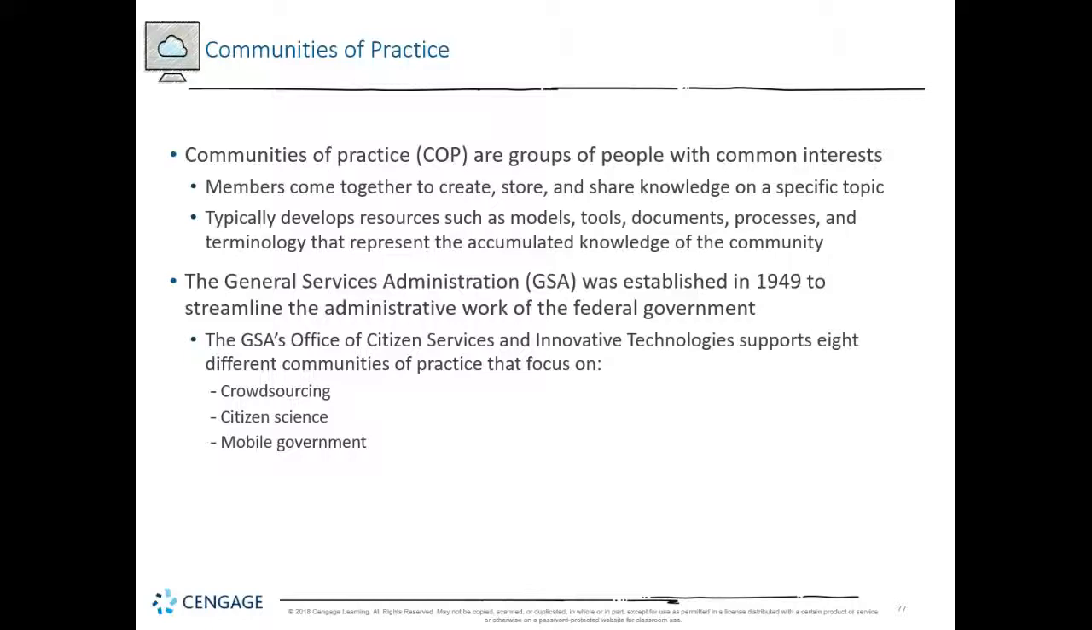The General Services Administration, GSA, was established in 1949 to streamline the administrative work of the federal government. The GSA Office of Citizen Services and Innovative Technologies supports 8 different communities of practice that focus on crowdsourcing, citizen science, and mobile government.